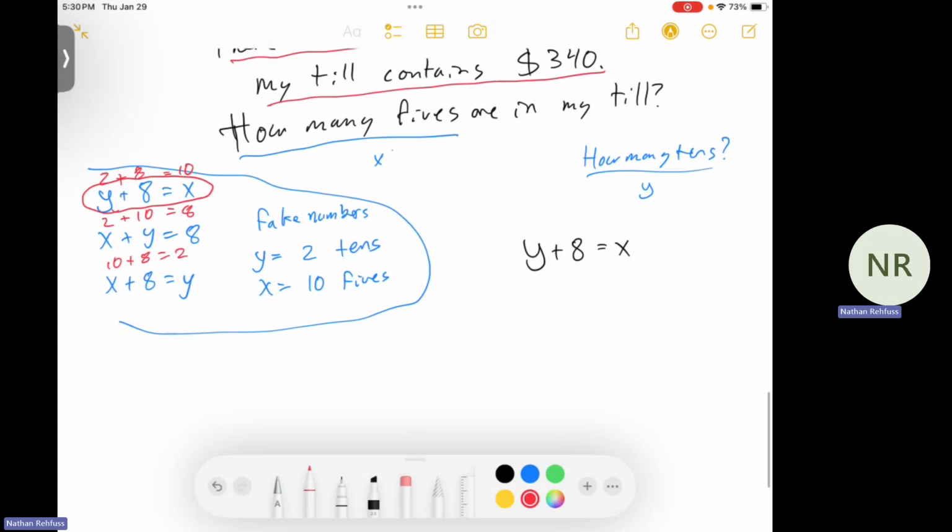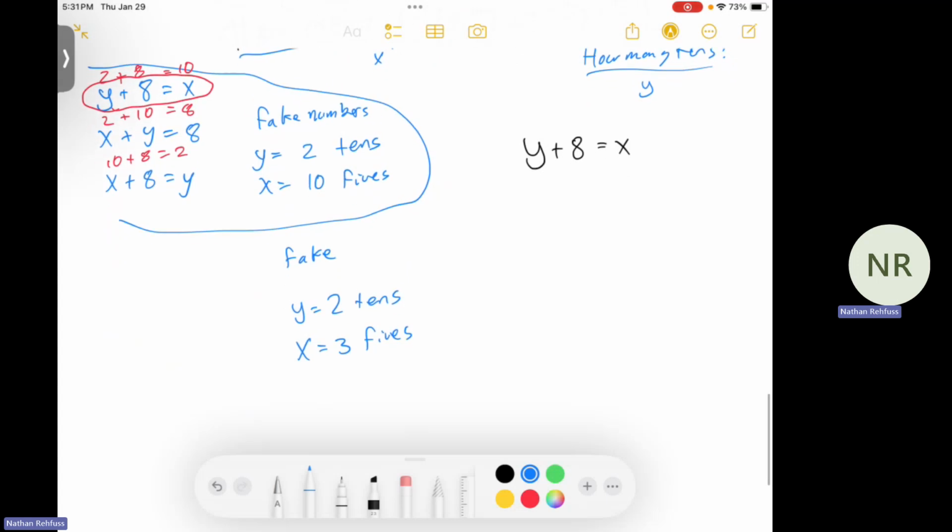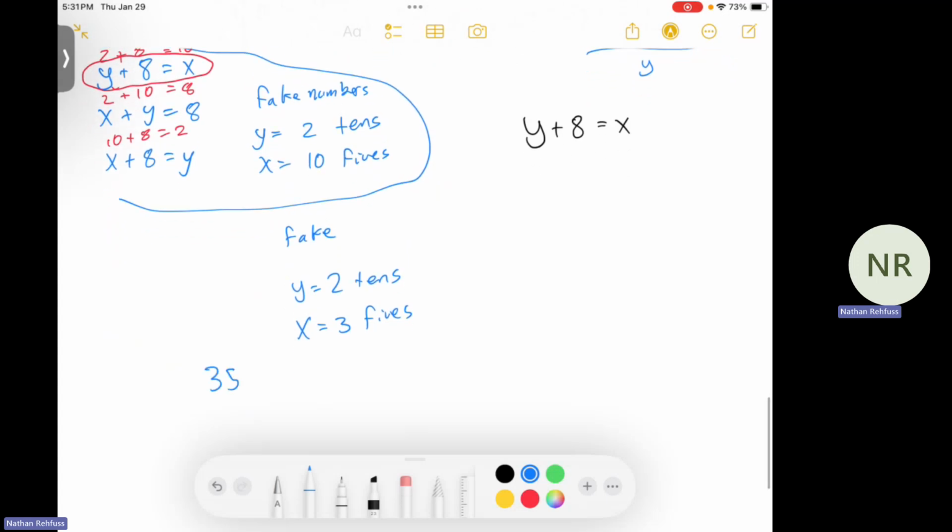Once again, we're going to do fake numbers. Let's make up something totally arbitrary. Let's say that y was 2 10s. I don't need to satisfy the first relationship anymore. Let's say that x was 3 5s. I think you can probably tell me how many dollars 2 10s and 3 5s is worth. If you think about it for a second, you'd probably come up with 35. I'd like you to pause the video and ask yourself, how did I get $35? Where did I come up with $35?